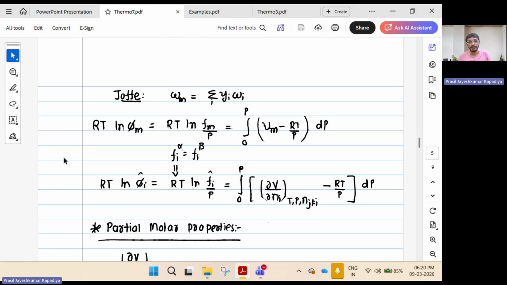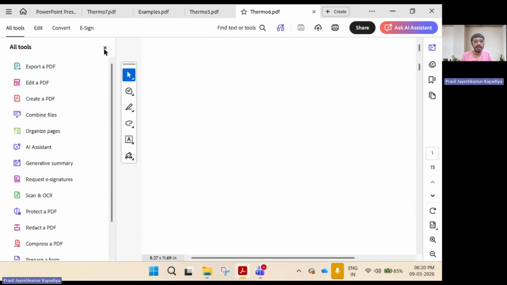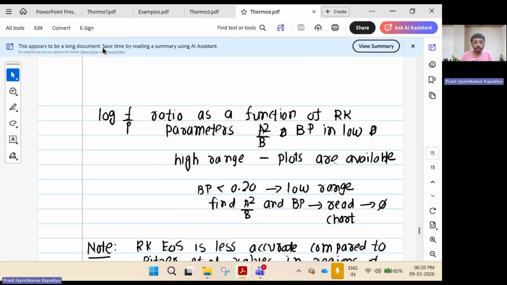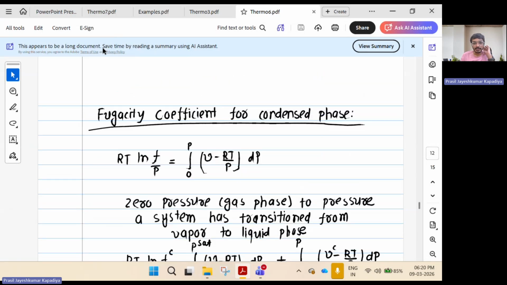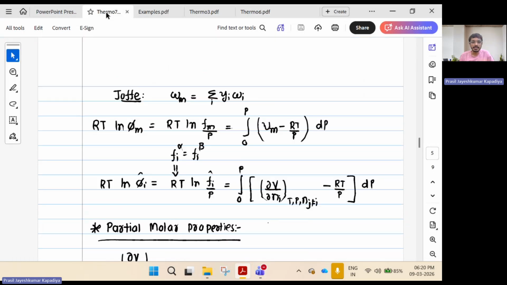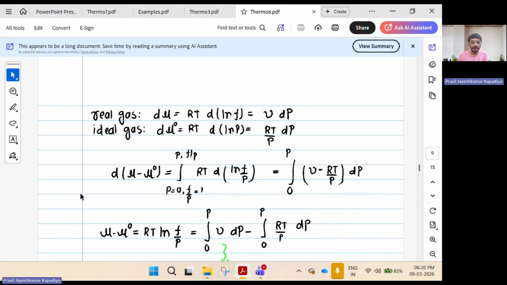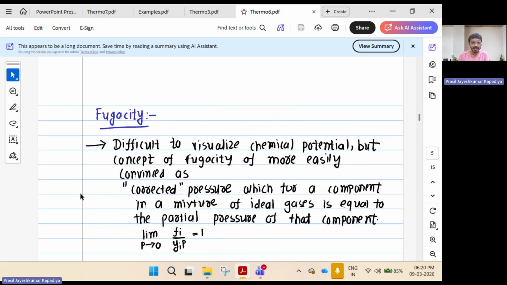Okay. Now our main problem, where we ended up last time, was on fugacity. So we stopped with this formula that we have learned: RT ln f by P is nothing but the integration 0 to P of V minus RT by P dP. But when I am dealing with a mixture, when I was dealing with a pure component system, I had simply written this formula. It is on this page, yes.